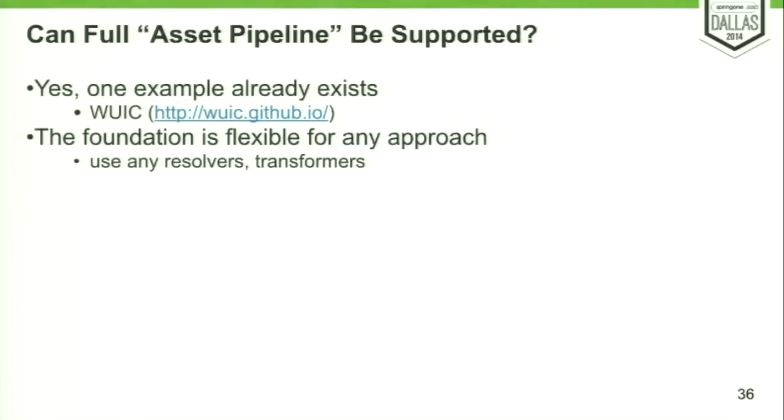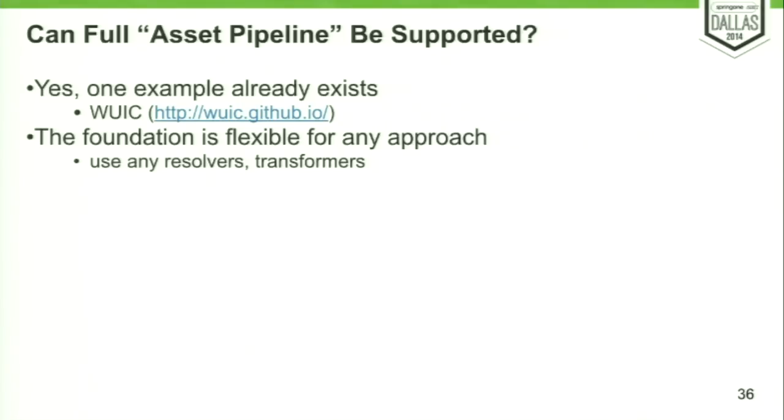Now, can a full asset pipeline still be supported? Yes, actually the foundation, as I said, is very flexible. And very fortunately, right before the GA release, we have here a link to a third-party library, which seems to have pretty extensive optimization capabilities, that was looking for a way to integrate with Spring. And the new version of Spring MVC 4.1 actually turned out to be a sort of green light.